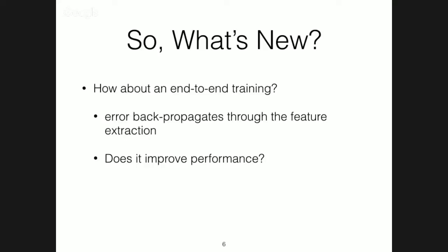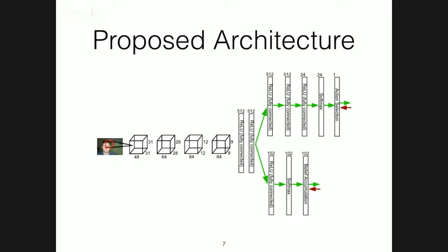So what's new? I asked myself, can I train the network end to end? The goal is to do better than just using a pre-trained network. So the error backpropagates all the way through the network, through that 7-layer architecture. So here's a proposed architecture that I developed.